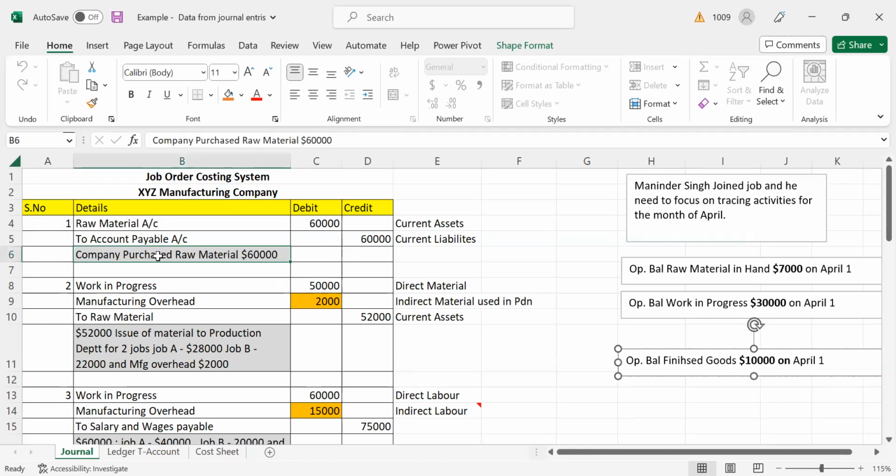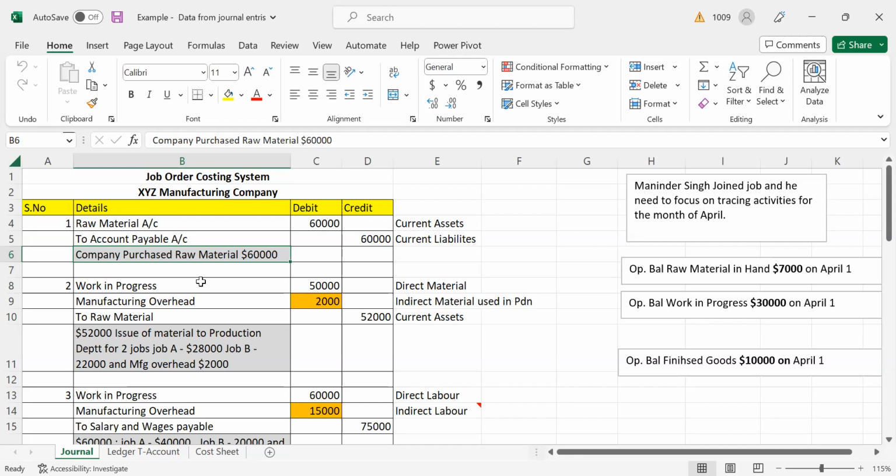Now, the company purchased raw material of $60,000, according to the job sheet. Once the company has purchased something, that is definitely an expenditure of the company, right? Purchases and other expenditures we put on the debit side of the profit and loss account. According to the golden rules of accounting, debit all expenses and losses and credit all income and gains, if it is related to a nominal account. In this case we are considering this one as a nominal account.